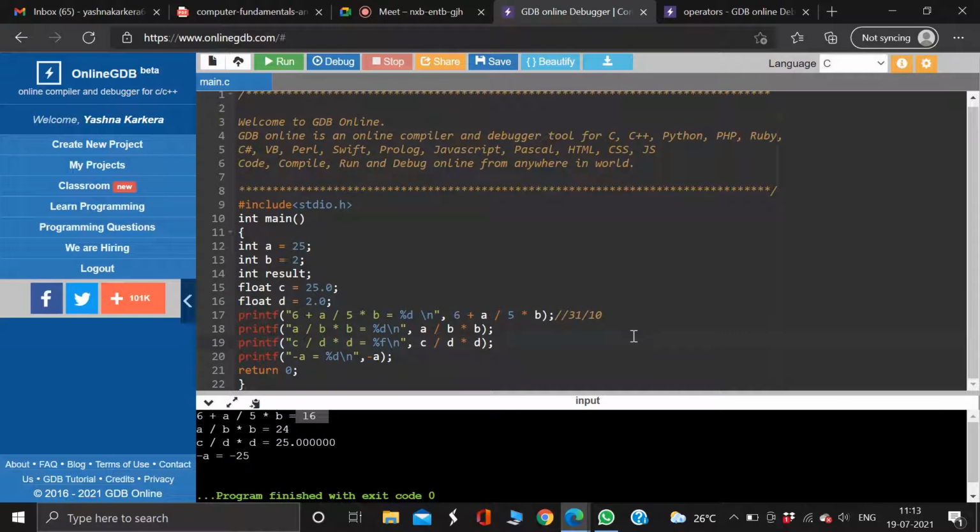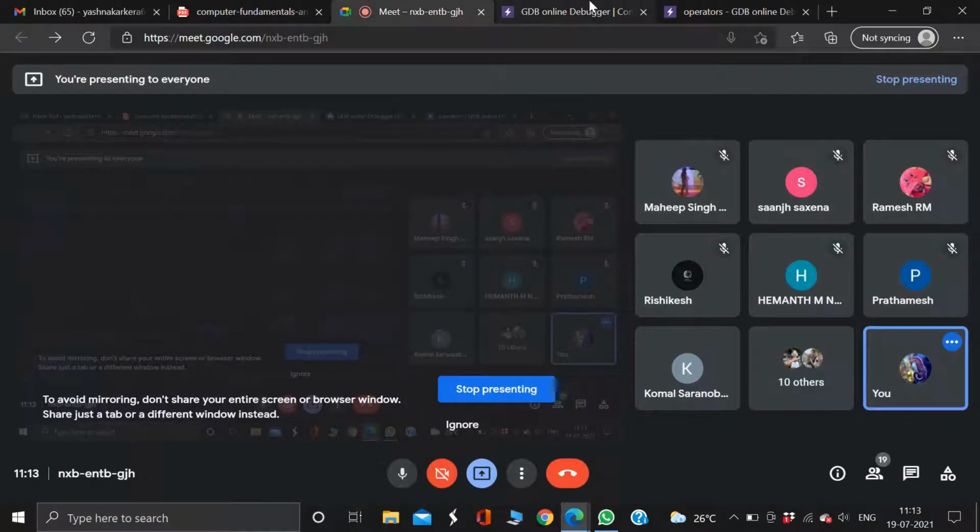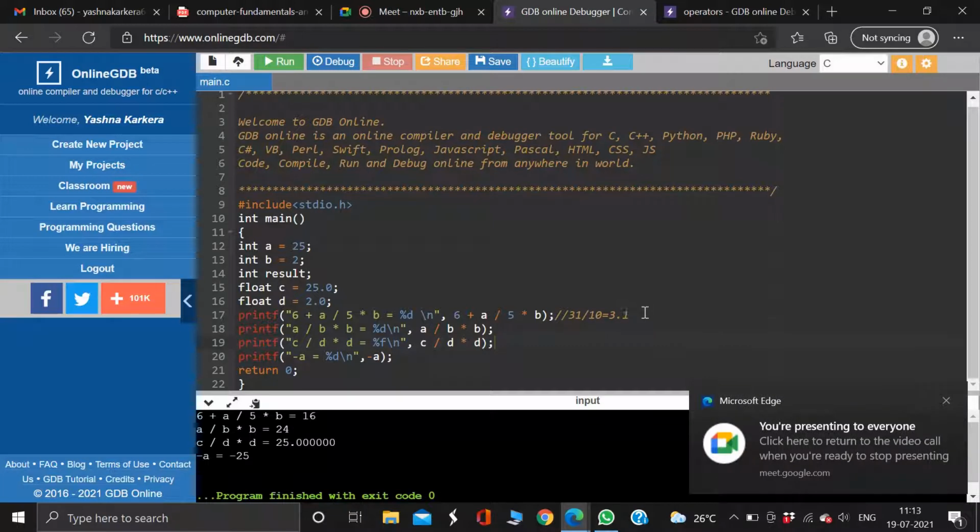Why is it not 3.1? Many of you would have this problem. Isn't this 3.1? Because it is int. A is int, so it should print 3. It is gone by BODMAS. Very good. Who was that? Sanj, I guess. That is a very good answer.